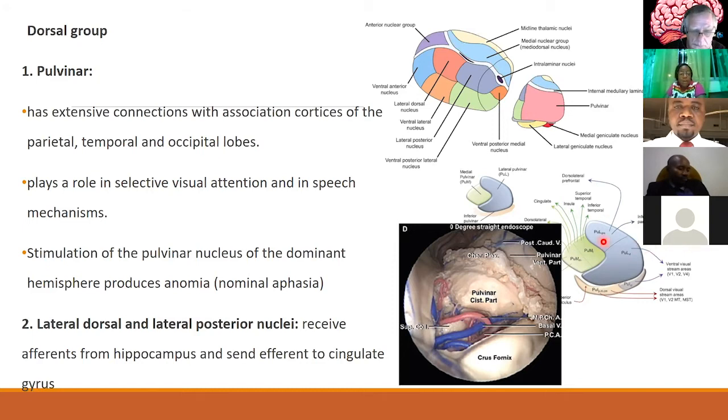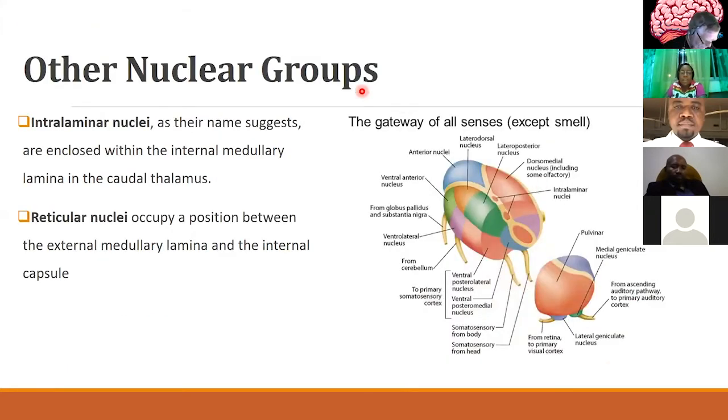The two other nuclei, the lateral dorsal and the lateral posterior nuclei, take part in the limbic thalamus system. It receives afferents from the hippocampus and sends efferents to the cingulate gyrus. The intralaminar and reticular nuclei form the other minor nuclear groups of the thalamus.